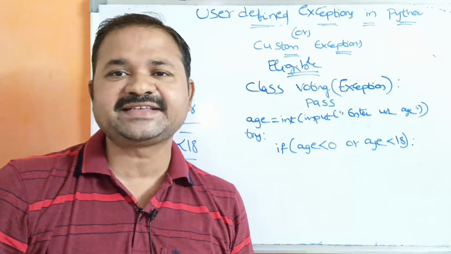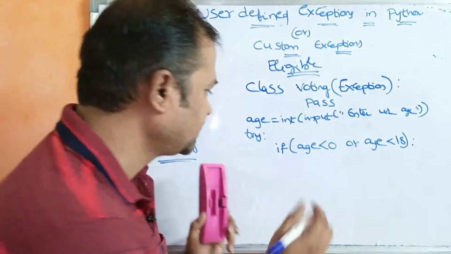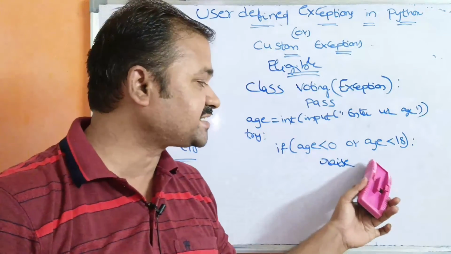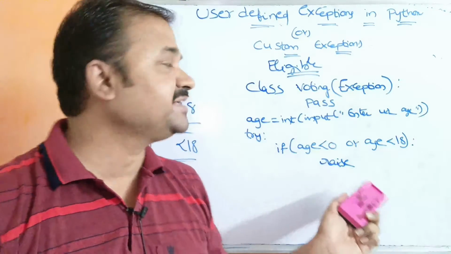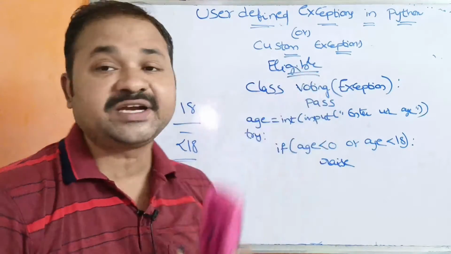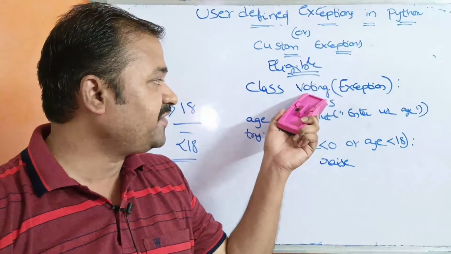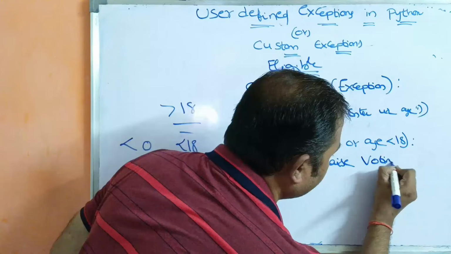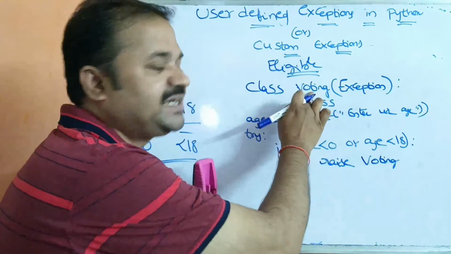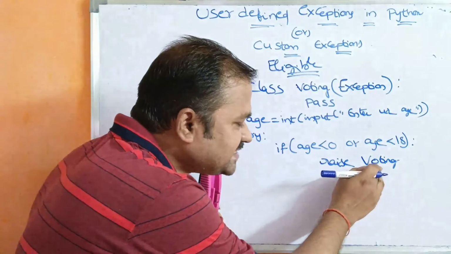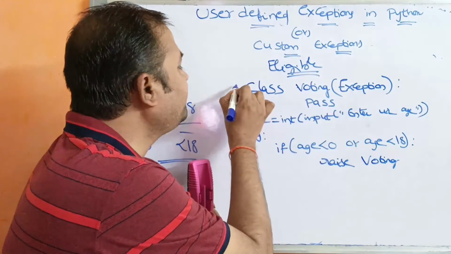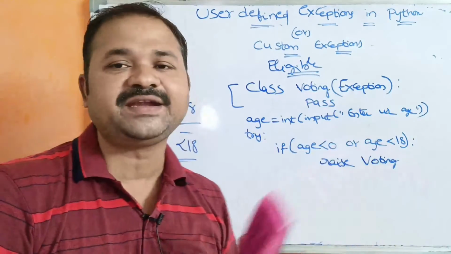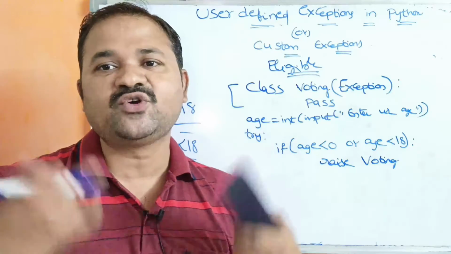We know that we can raise the exception by using the raise keyword. Generally, by using the raise keyword, we can raise a built-in exception. But we can also raise a user-defined exception. Here, Voting is the user-defined exception class. So raise Voting. This Voting is nothing but the user-defined exception class name. We can raise Voting only when this class is defined. If this class is not defined, then the statement will display an error message such as Voting is not defined.